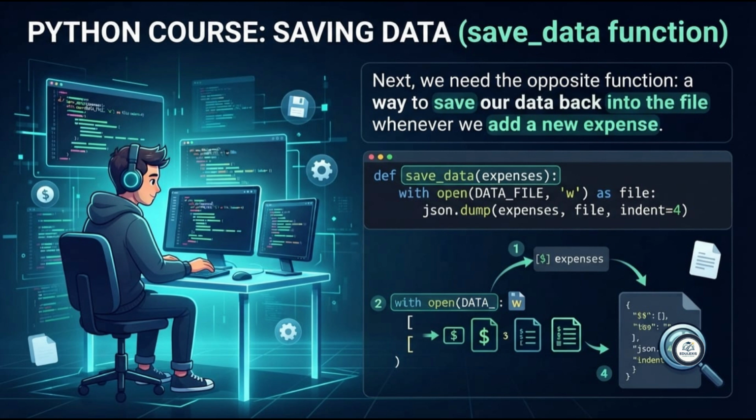Then, we call json.dump. We pass it our expenses list and the file object. We also add indent=4 at the end. This makes the text file nicely spaced and formatted, making it incredibly easy for humans to open and read.